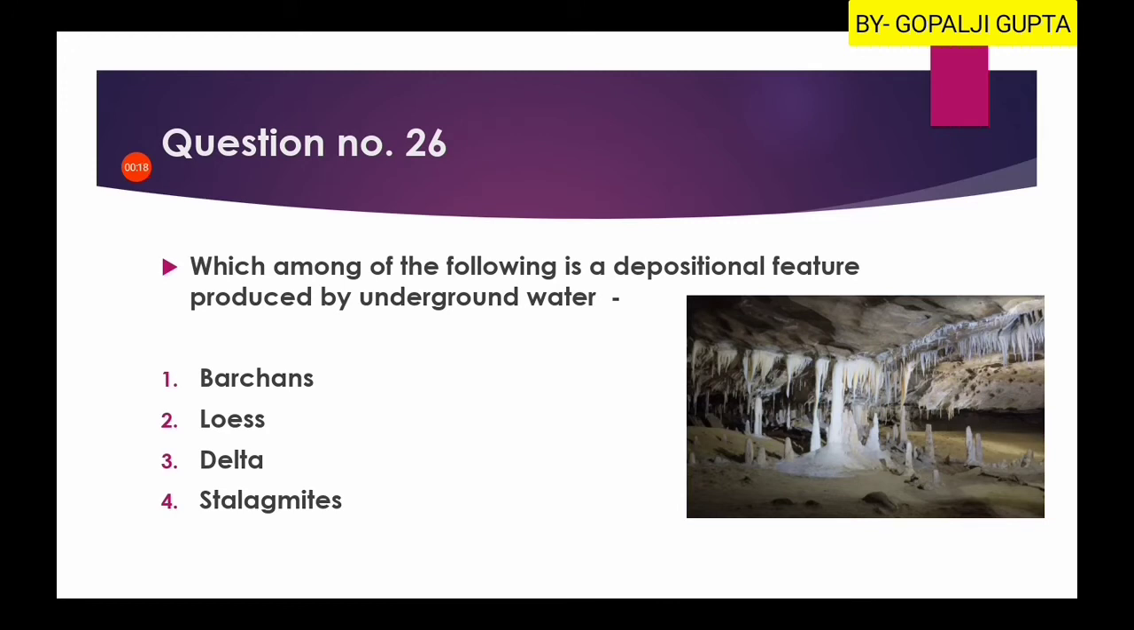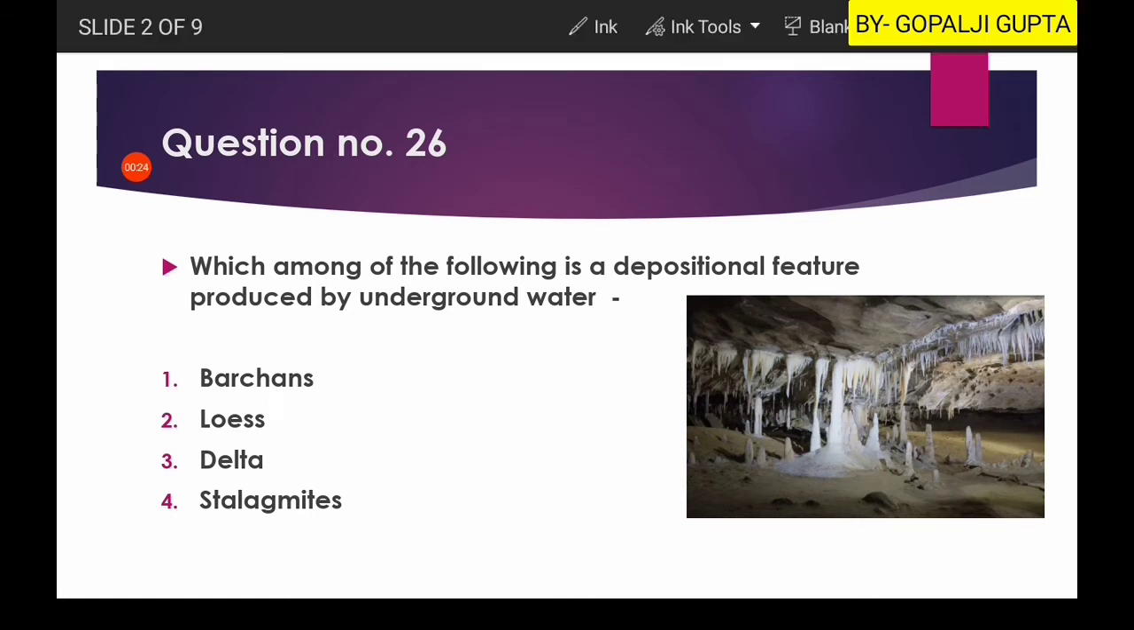Question number 26 is, which among the following is a depositional feature produced by the underground water? So for underground water, the depositional feature is your stalagmite, while barchans and loess are formed due to the wind action and delta is formed due to the river.